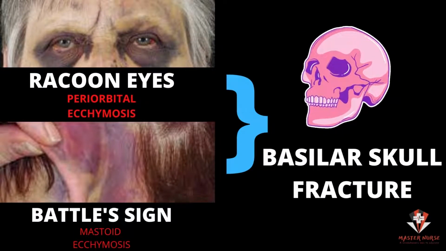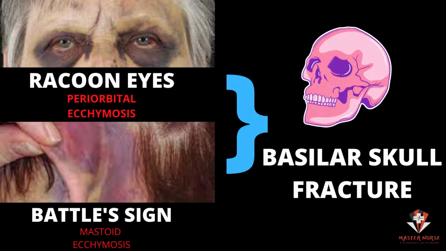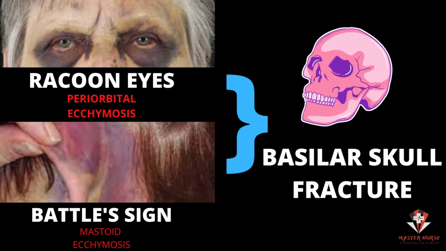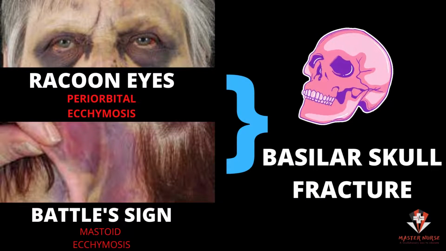Next symptom is a combination of two symptoms. One is raccoon eyes along with battle sign. So what is this raccoon eyes? It is otherwise called as periorbital ecchymosis, which means there is dark purplish bruises or discoloration seen around and under the eyes. The second one is battle sign. So again same here, there will be bruises and discoloration behind the ears. It is also called as retroauricular or mastoid ecchymosis. So there is ecchymosis around the eyes and behind the ears.